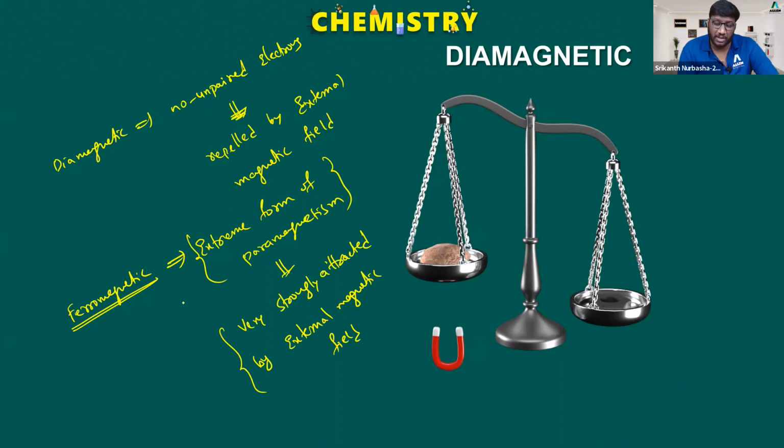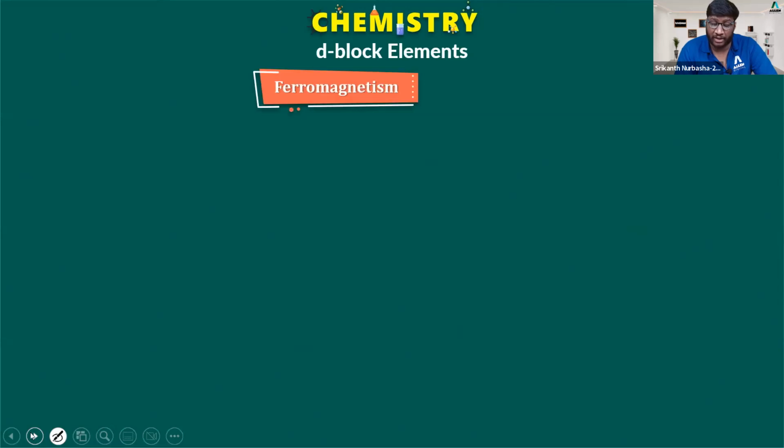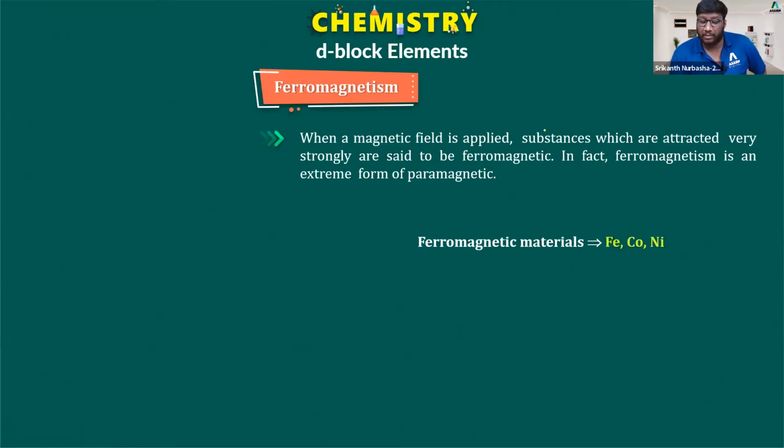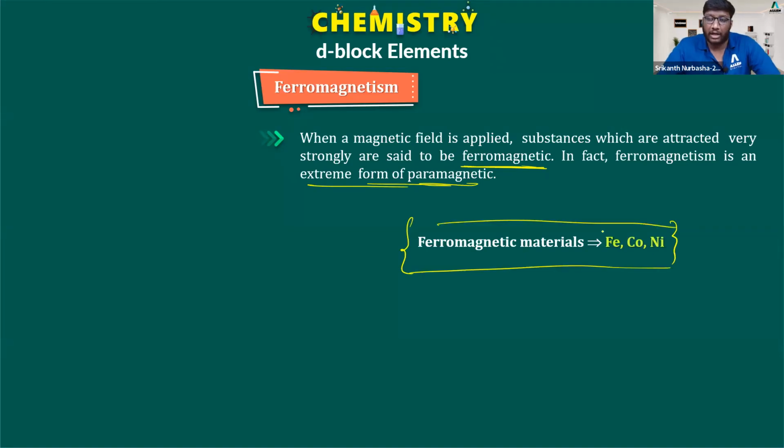Ferromagnetic substances are those substances which will be attracted strongly by the external magnetic field, and that is nothing but an extreme form of paramagnetism. You can write down here: when a magnetic field is applied, substances which are attracted very strongly are said to be ferromagnetic. In fact, ferromagnetism is an extreme form of paramagnetic nature. You can write down the example. Ferromagnetic materials are iron, cobalt, nickel. Metals are generally ferromagnetic in nature.